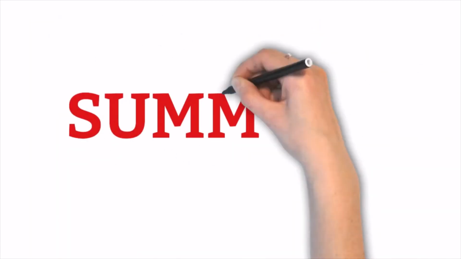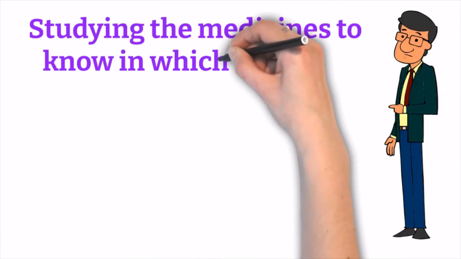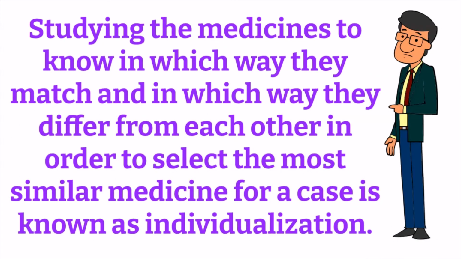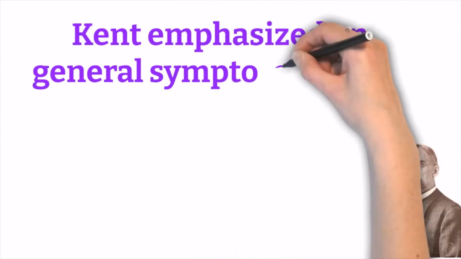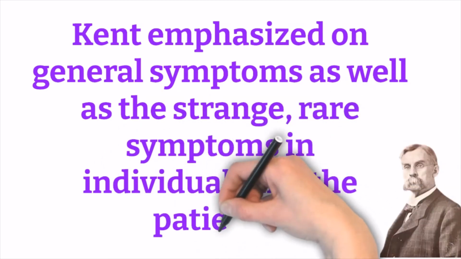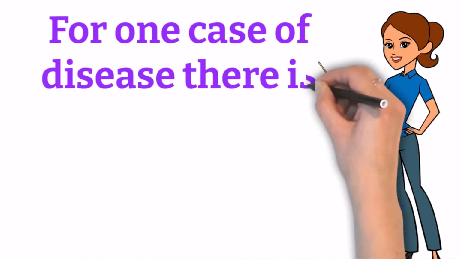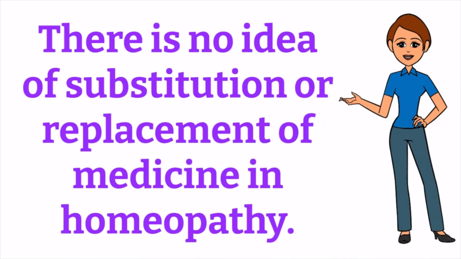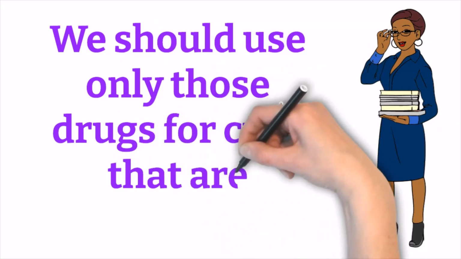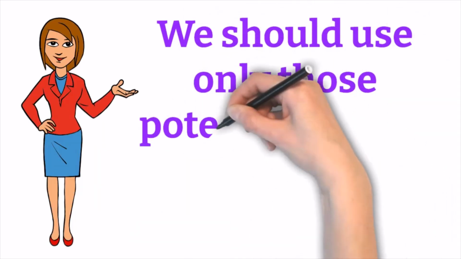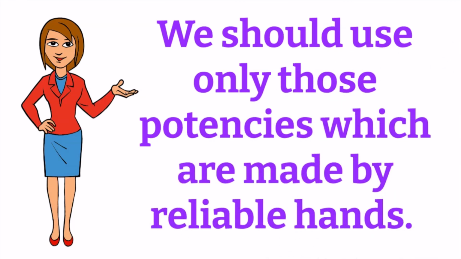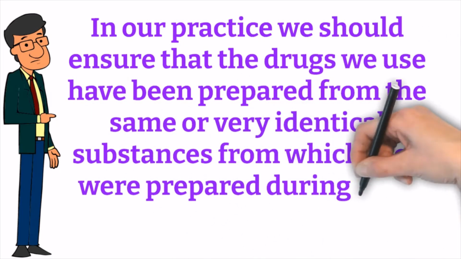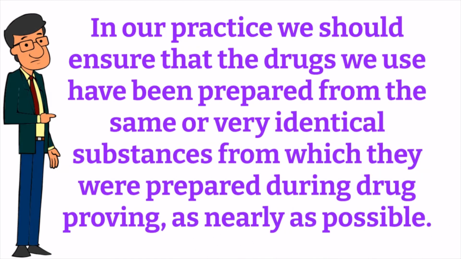So let's quickly summarize all this. Studying the medicines to know in which way they match and in which way they differ from each other in order to select the most similar medicine for a case is known as individualization. Kent emphasized general symptoms as well as the strange, rare symptoms in individualizing the patients. For one case of disease, there is only one most similar medicine. There is no idea of substitution or replacement of medicine in homeopathy. We should use only those drugs for cure that are well proved. We should use only those potencies which are made by reliable hands. In our practice, we should ensure that the drugs we use have been prepared from the same or very identical substances from which they were prepared during drug proving as nearly as possible.